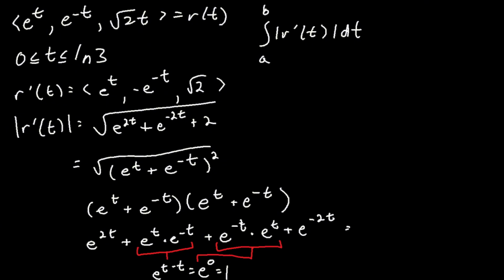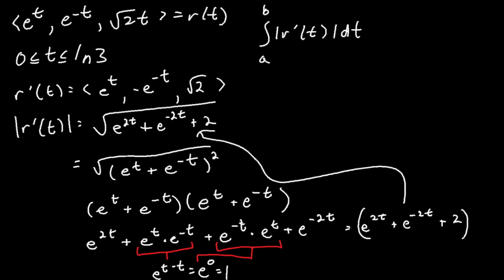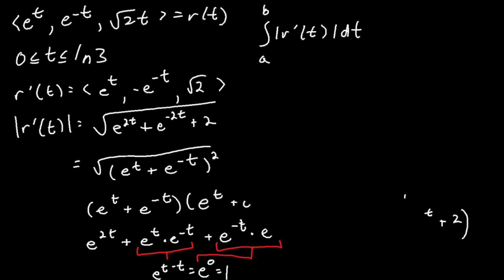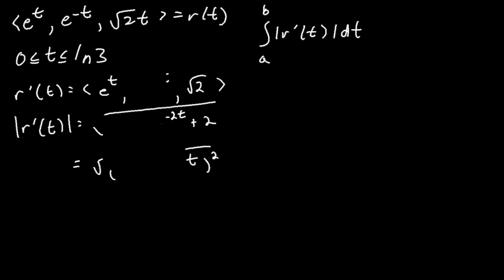All of this simplified turns into e to the power of 2t plus e to the power of negative 2t plus 2, because these two are 1s here. If you didn't know that, then you would be cooked on this problem. But now that you know that, you're not cooked. Let's keep going. This simplifies: the root cancels out with the square, so it simplifies to e to the power of t plus e to the power of negative t.